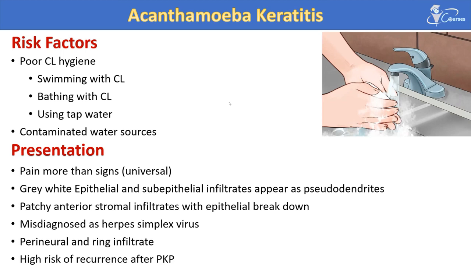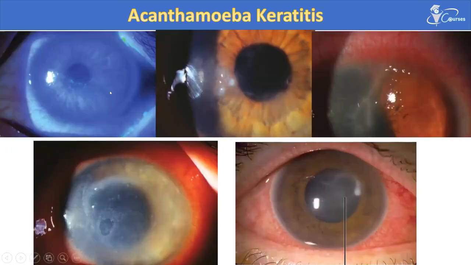So let's see what these presentations look like in illustrated form. You see this patient presents with very few signs. You can see there is just some irregularity in the epithelium, with grayish white epithelial irregularity, and it looks like a dendrite. It has a dendritic pattern, and you may suspect that this is a case of epithelial keratitis. But at that level, the patient is complaining of severe pain.